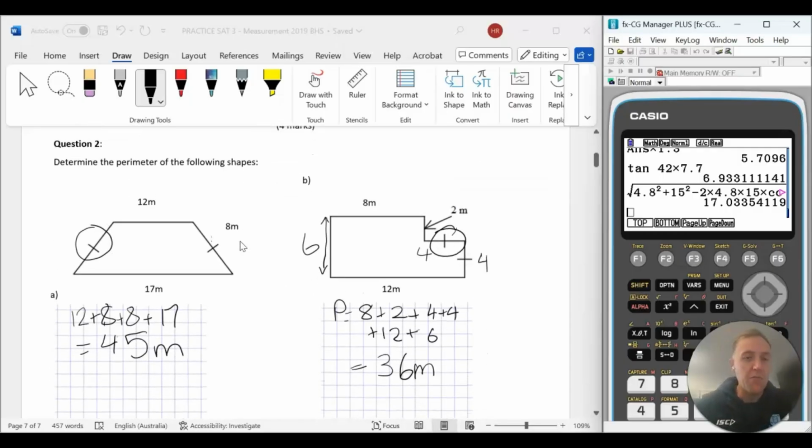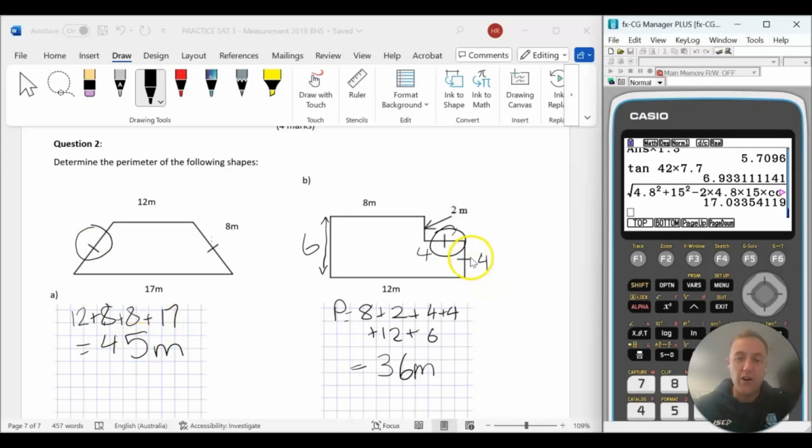Next one, we have determined the perimeter. Perimeter is the sum of all sides of our shapes. Okay, so we have a look at this one. We've got 12 meters, 17 meters, and we've got 8 meters over here. This little symbol here and here indicates that they are the same length. We should know that, but just in case you forgot. And we add them all together, and that gives us 45 meters.